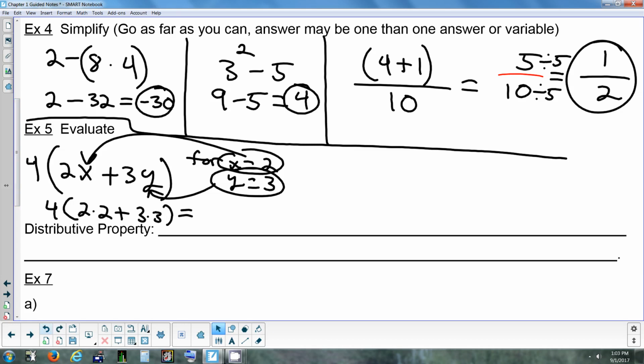So, go ahead, Sophia. You're going to multiply 2 times 2 and then add it to 3 times 3, which is 9. Good. So she did the parentheses, and inside there she had multiplication. Do we still have parentheses? Yes. We're not done inside there yet, so we still have more work to do. How about Gemini? Can you tell me, what do I get when I add 4 plus 9? 13. Good.